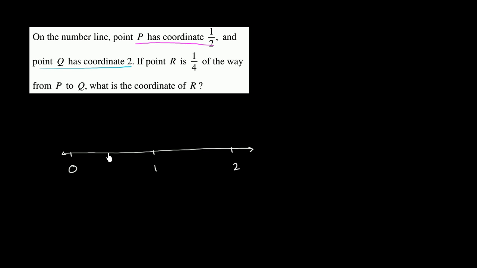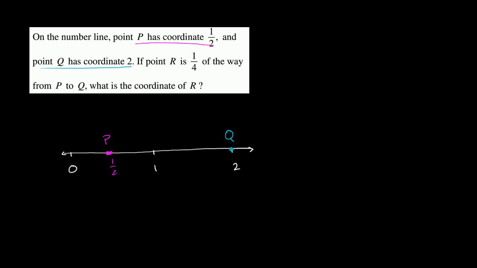We have point P at 1/2. So that right over there is at 1/2. That is point P. And we have point Q has coordinate 2. So point Q is right over here. And r is 1/4 of the way between P and Q. So how much more is r going to be than P?